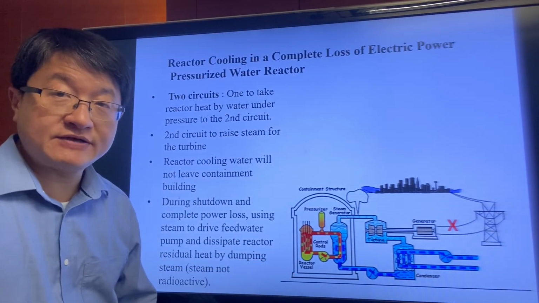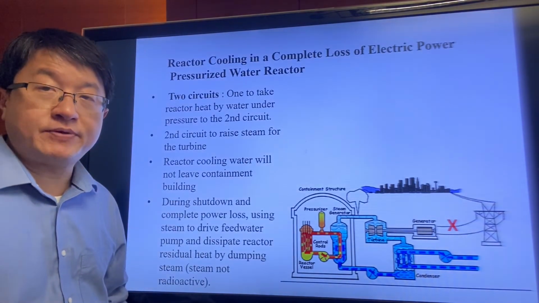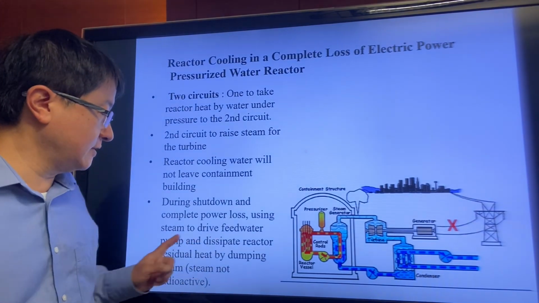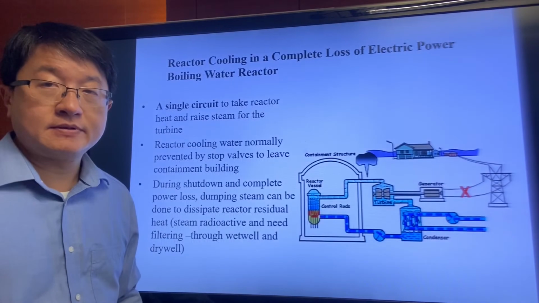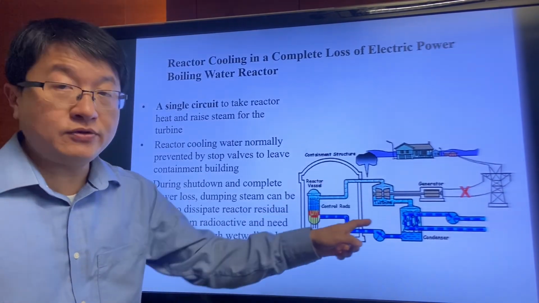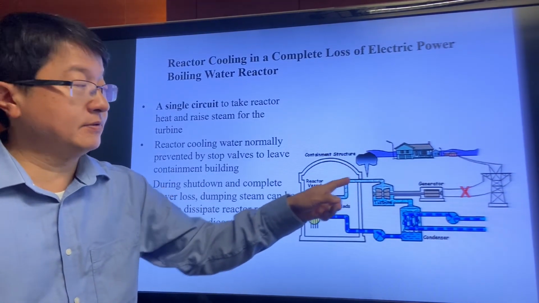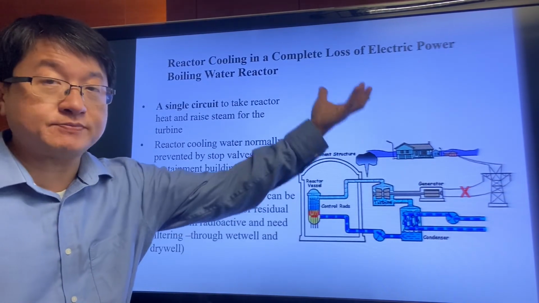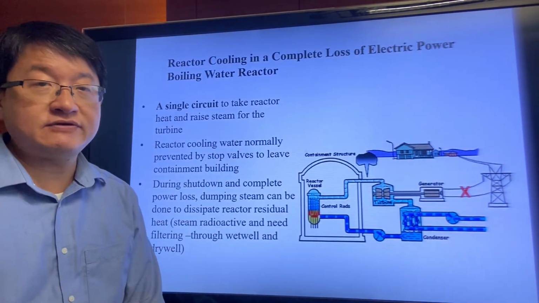And the second safety measure is that during the shutdown and even a complete power loss, steam is used to drive the feed water pump and continue the cooling process. Compared with the boiling water reactor, where there's only one primary loop, when there's a leakage in the steam pipe, the dirty water will have direct contact with the nuclear fuel, will then be exposed to the atmosphere, and then people surrounding this area have to be evacuated.